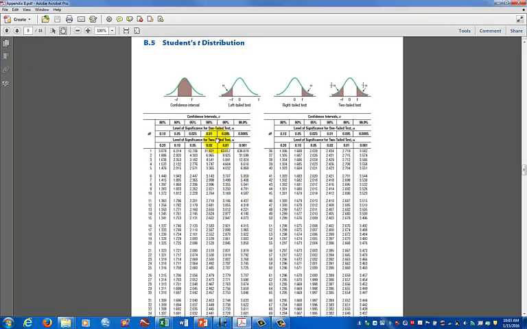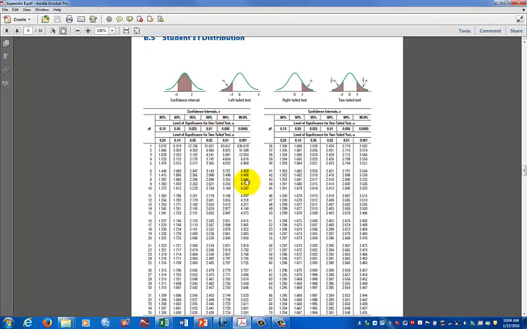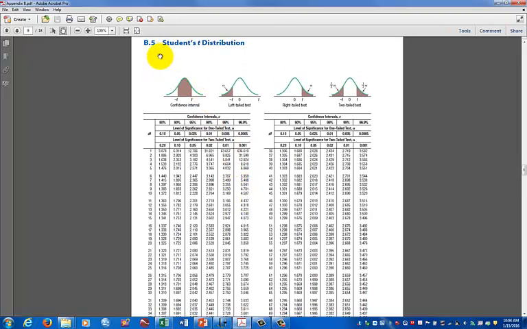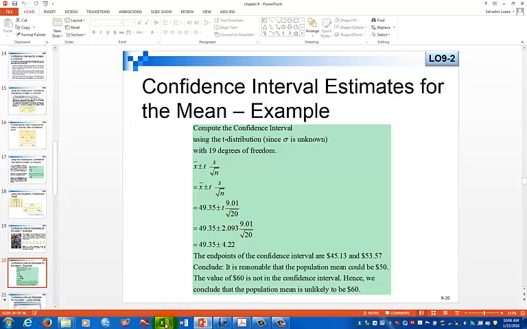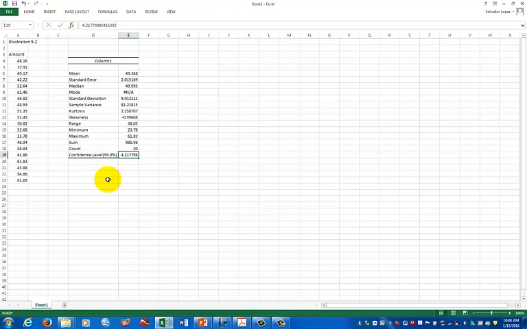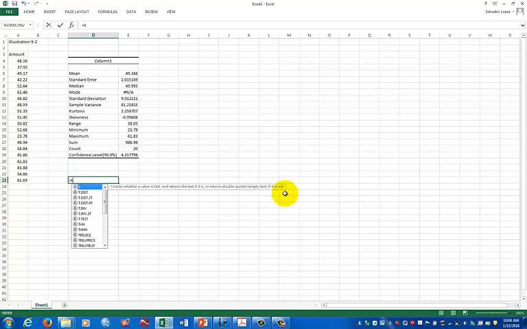Now this is a copy from the book, appendix B.5. Remember, this is found at the end of the textbook in the end matter section. That's where all the appendices are. All right, 95% confidence and 19 degrees of freedom: 2.093. Okay? Now in Excel, you can also calculate a t value by typing equal T.